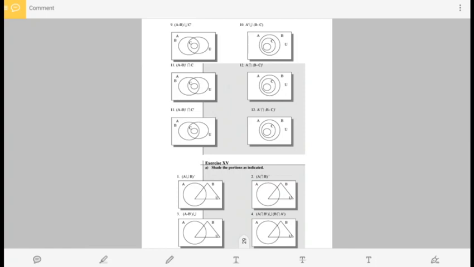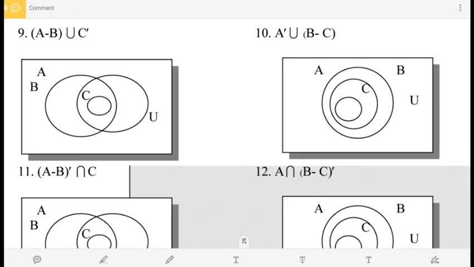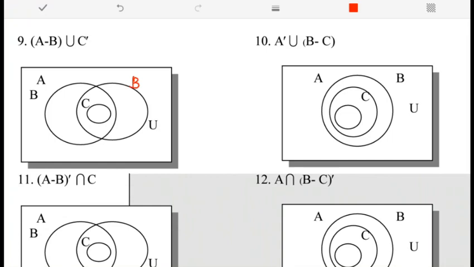Actually, there is a technique for shading the parts of a combination of operations. I'll give you the technique, just remember this one. You have A, B, and C. A is the circle on the left, B is the circle on the right, and in the middle is your C. Everything in the rectangle is the universal set. The technique is to label the parts of your Venn diagram. The outside is 1, and then 2, 3, 4, and 5. So you have five sectors of your Venn diagram.